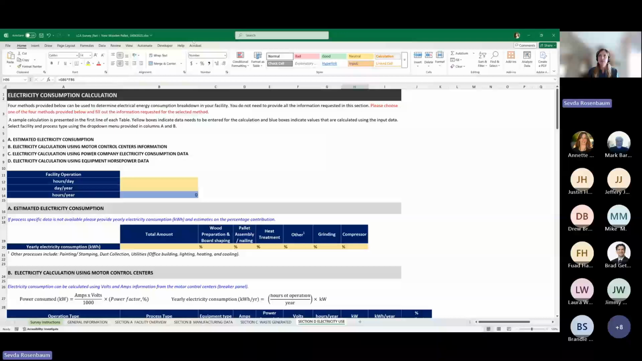Are there any questions, or what do you think, Brad? Should we wait till the end for questions? Because I'm going to transition to the repair remanufactured pallet one. There was one question related to Section A.